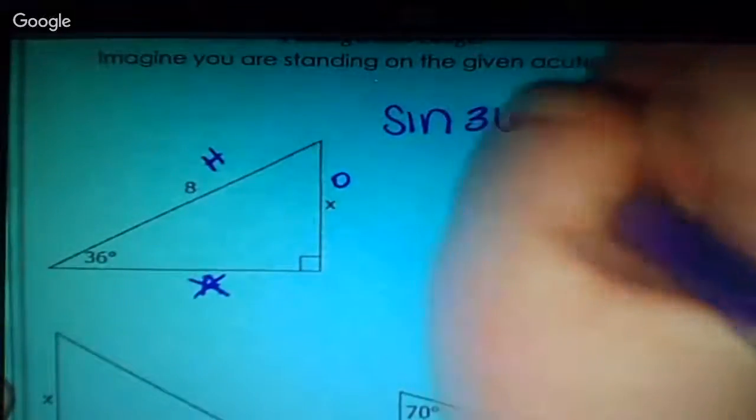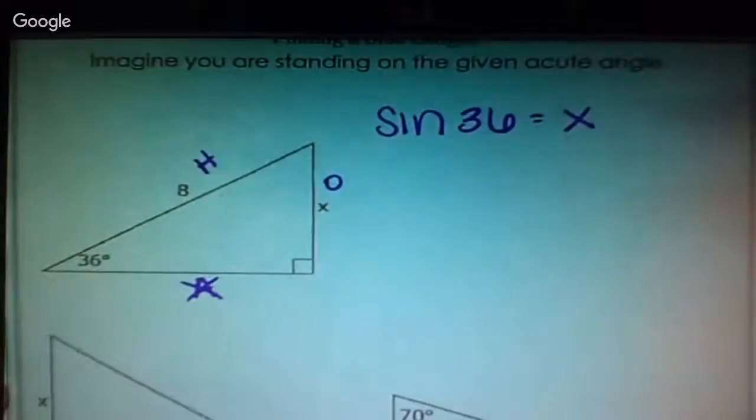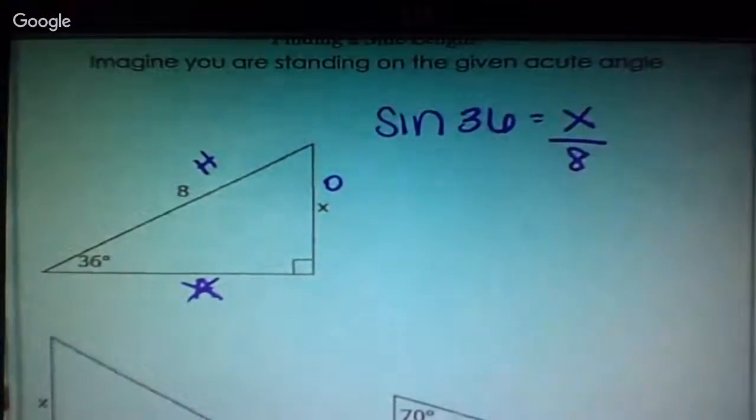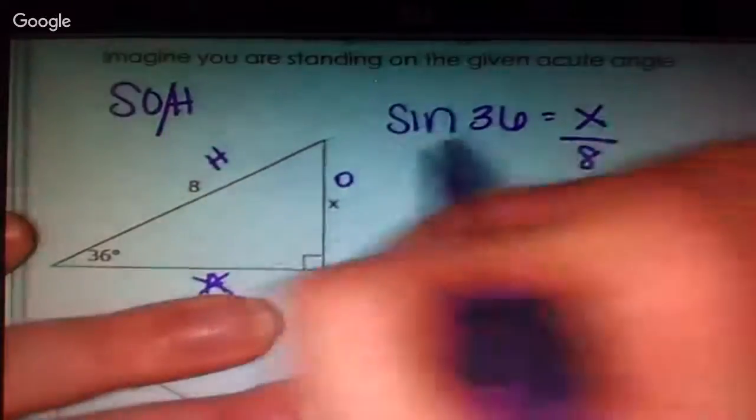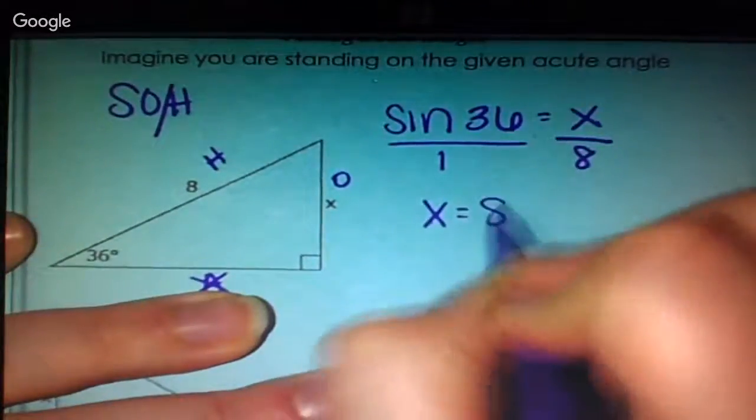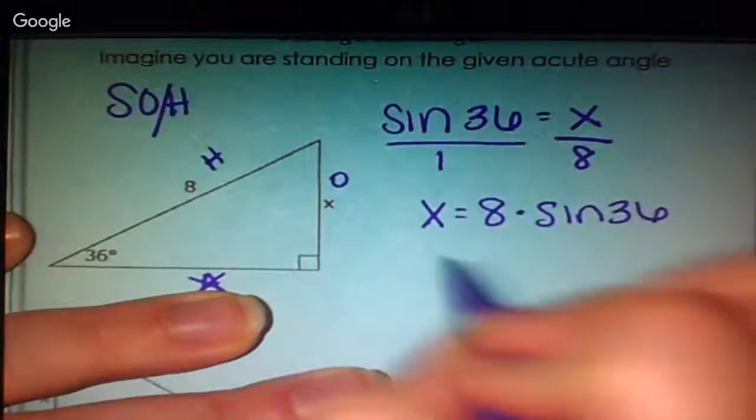Okay, so on this one, 8 is your hypotenuse. If I then cover 36, what's my opposite? X, which makes this your adjacent. Well, adjacent I don't need. So I've got O and H, so that should be sine of 36. O comes first, so X goes on top. H comes second, so 8 goes on the bottom. Remember, it's SOH, so my fraction is O divided by H. When I cross multiply on this one, I get X equals 8 times the sine of 36.